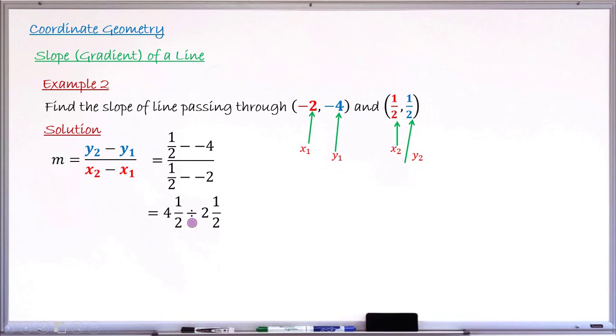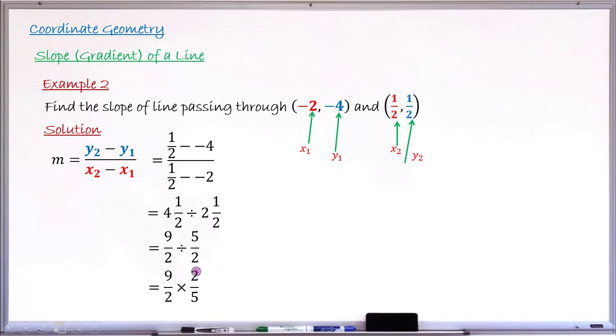So I continue. Next is to change this back to improper fraction. 4 times 2 plus 1 will give you 9 over 2. Divided by, also changing this to improper fraction gives you 5 over 2. So there we now change this division to multiplication. You now have 9 over 2 times 2 over 5. You remember, division by a fraction means multiplication by the reciprocal of that very fraction.